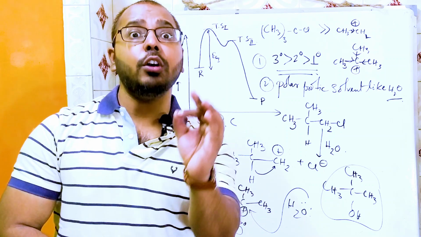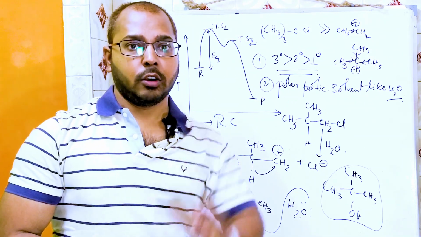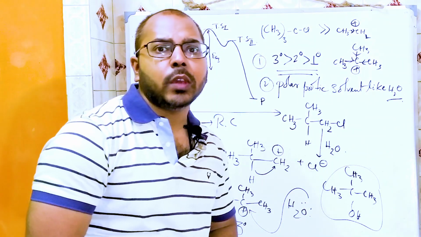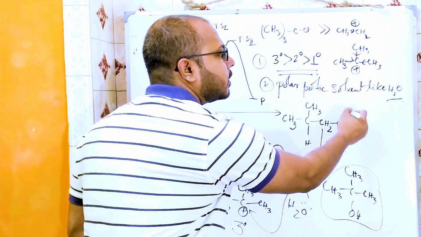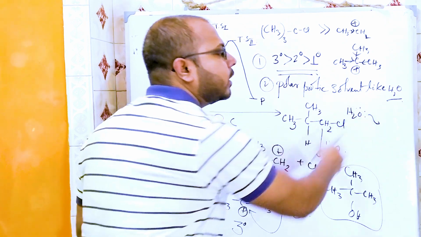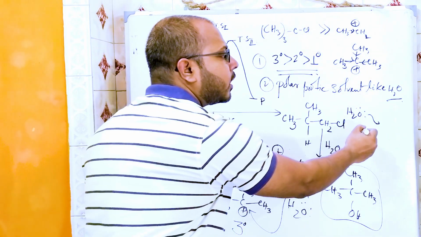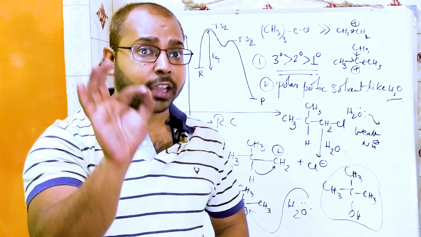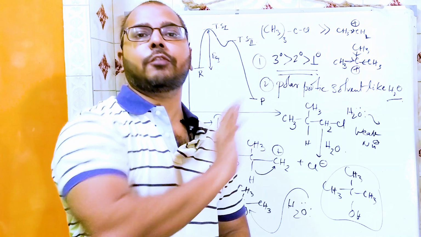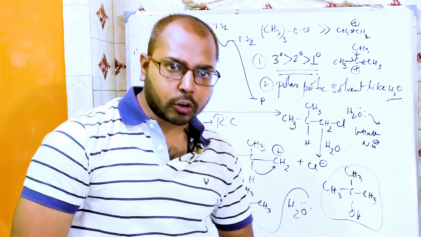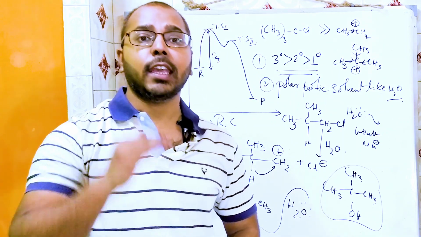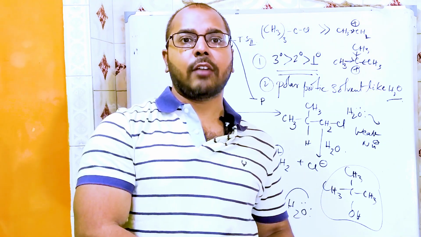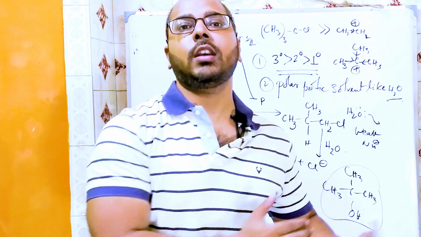And if nucleophile is weak, note down this point, if nucleophile is weak, like H2O, H2O is weak nucleophile. Why? Because it doesn't have any minus charge, only it can attack with the lone pair. So it is weak nucleophile. If weak nucleophile is there, then SN1 is favored. Got my point? And in case of SN1, retention may also happen, inversion may also happen. So racemization takes place.